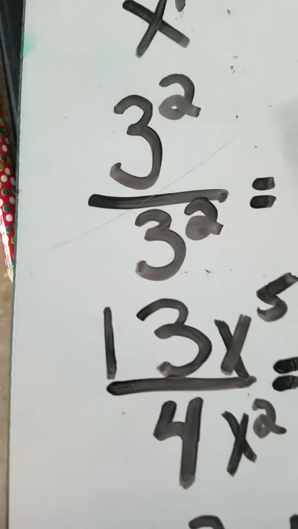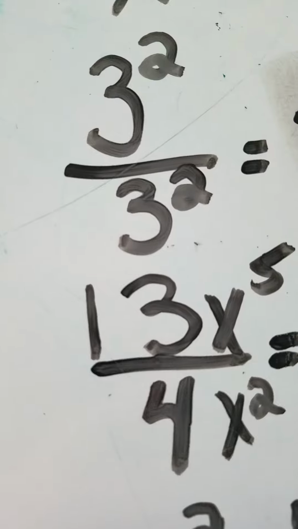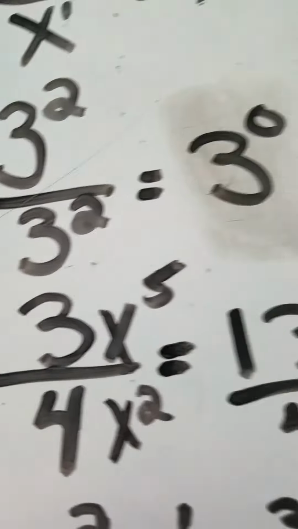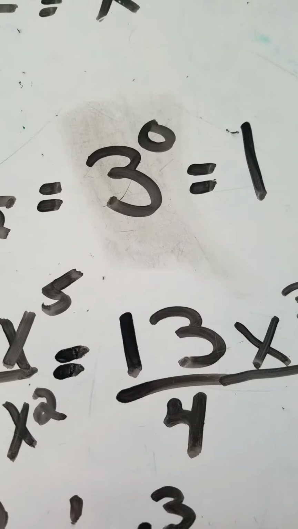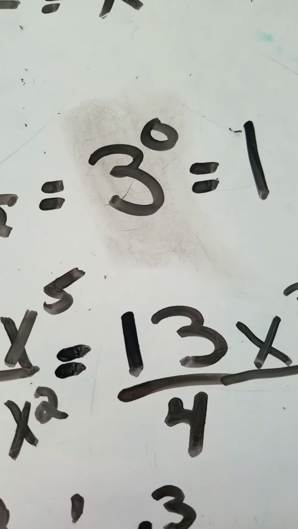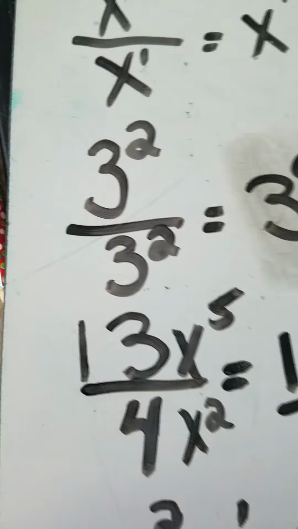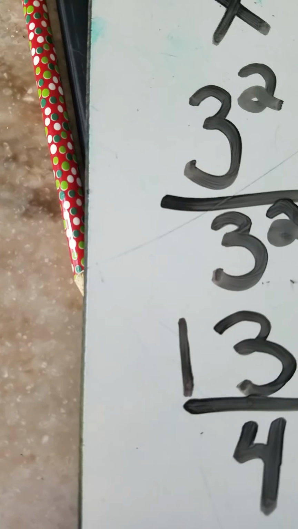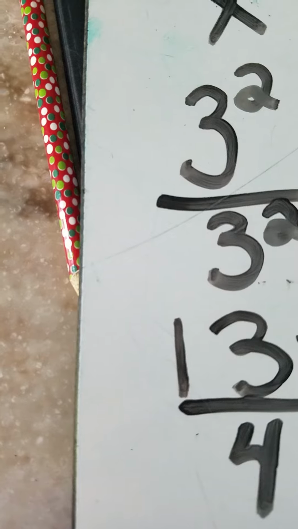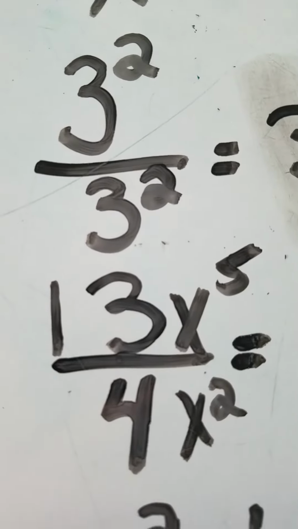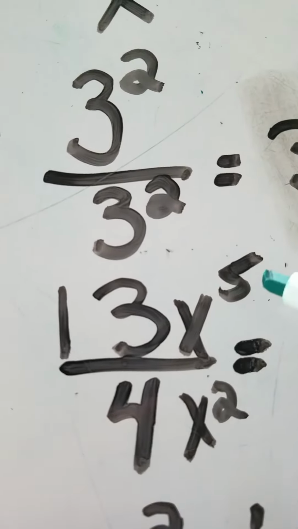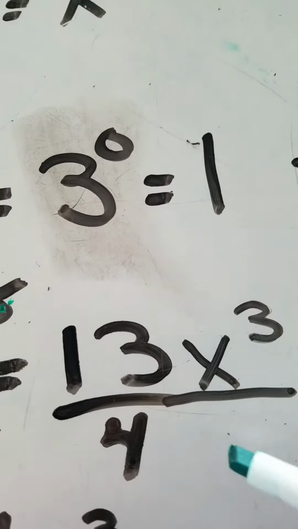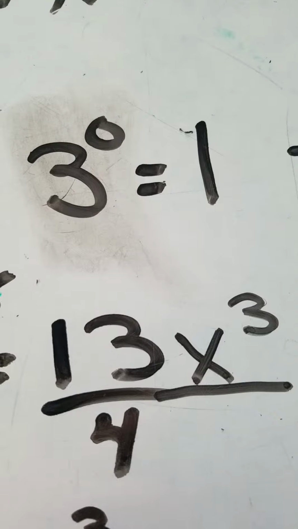So then, if you have a different base, 13 over 4 with the x to the fifth over x to the second, that 13 over 4 still stays. You cannot subtract 13 over 4. If it were a math problem just like this, without the x's, it would still be the same fraction. But then I have the bases beside it that are the same, so I apply the subtraction rule. So 5 subtract 2, still 13 over 4, and then x to the third.